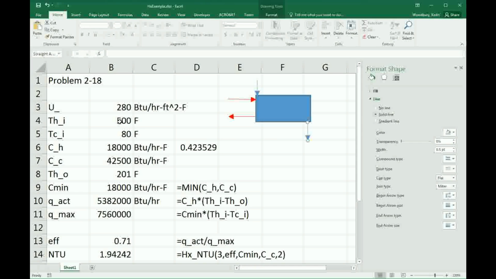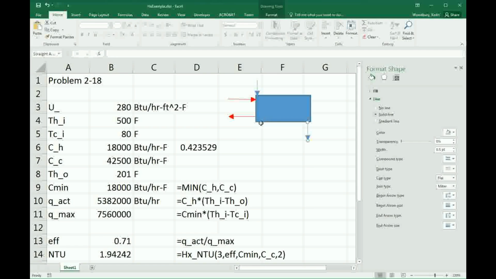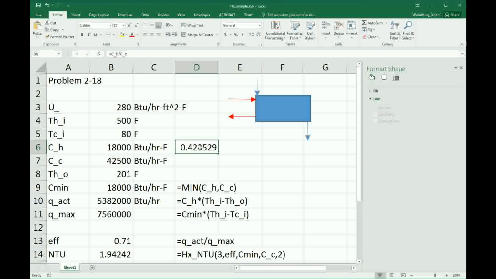sorry, it's going to be cooled to 201 degrees Fahrenheit by using cold oil. I guess we're heating this oil is really the task at hand, is to heat this oil by using this hot water. Well, regardless, the flow rates are given, and we can calculate the heat capacitance of each flow stream, that is the mass flow rate times the specific heat for each one.